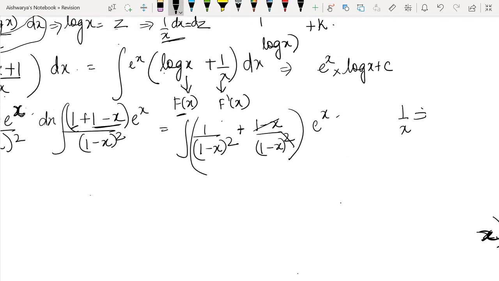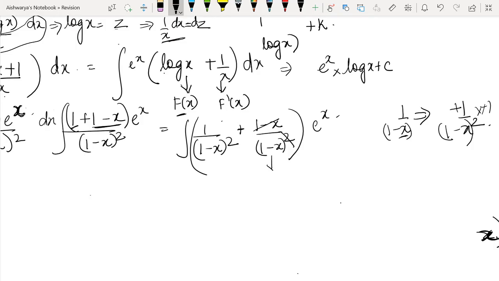What is the differentiation of 1 upon x? Minus 1 by x square. Okay. In this case you have 1 upon 1 minus x. So the differentiation of this will be minus 1 upon 1 minus x the whole square into differentiation of minus x, which is minus 1. So minus and minus will get cancelled and it will become a plus.